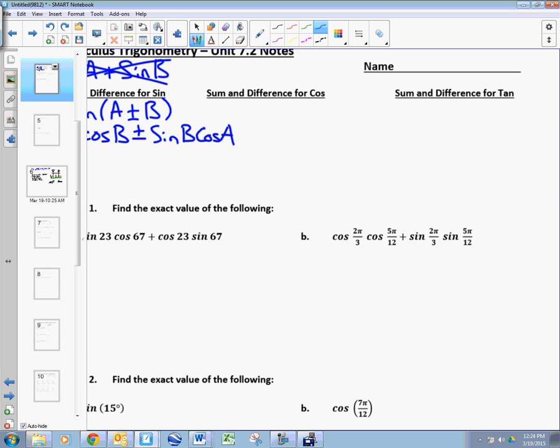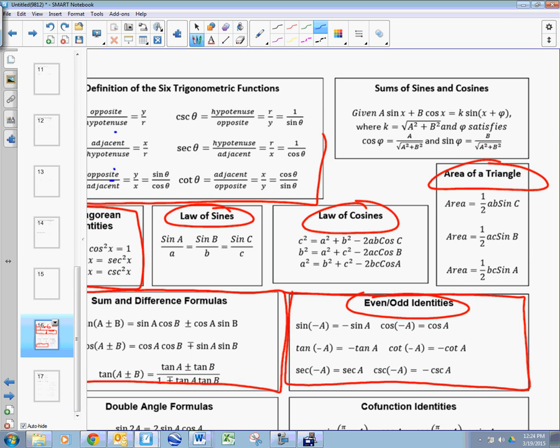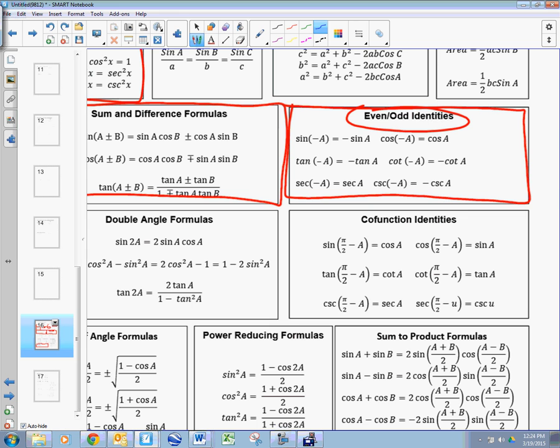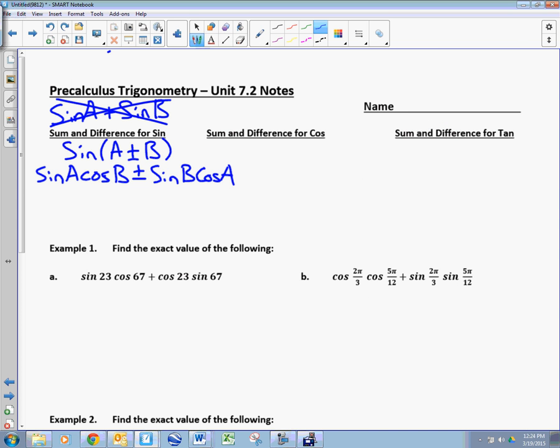And again, as we looked at that page, you can see it's sitting right here. Sine of A plus or minus B writes out like that. You can switch the sine and the cosine around as I did. It's not a big deal because multiplication is commutative. But you know that because you're really smart.